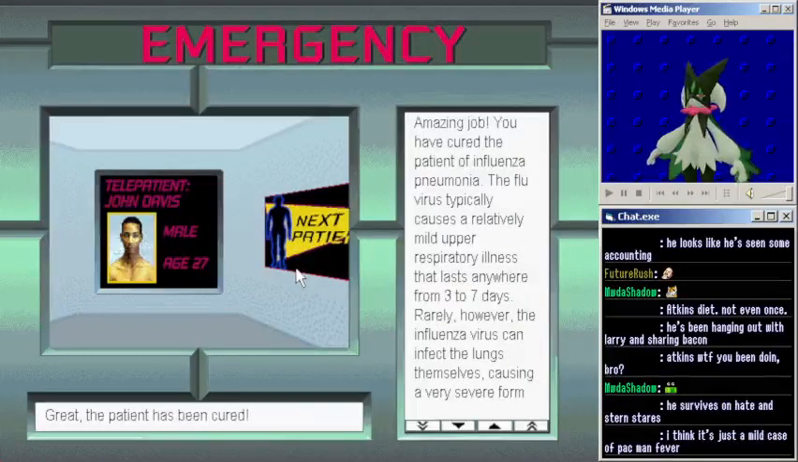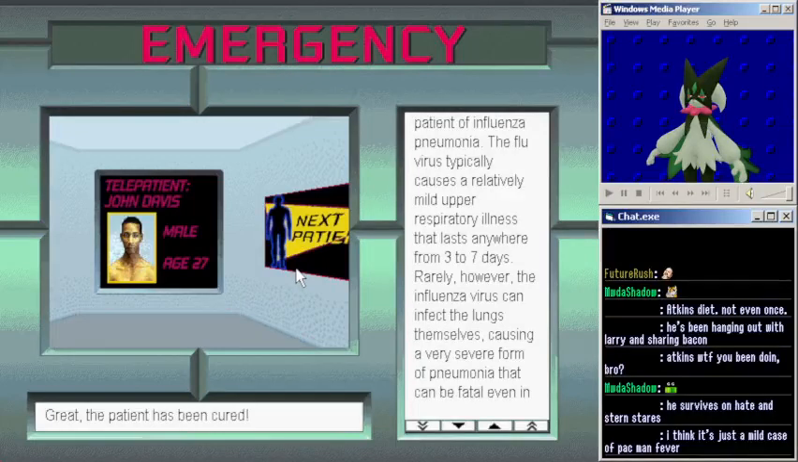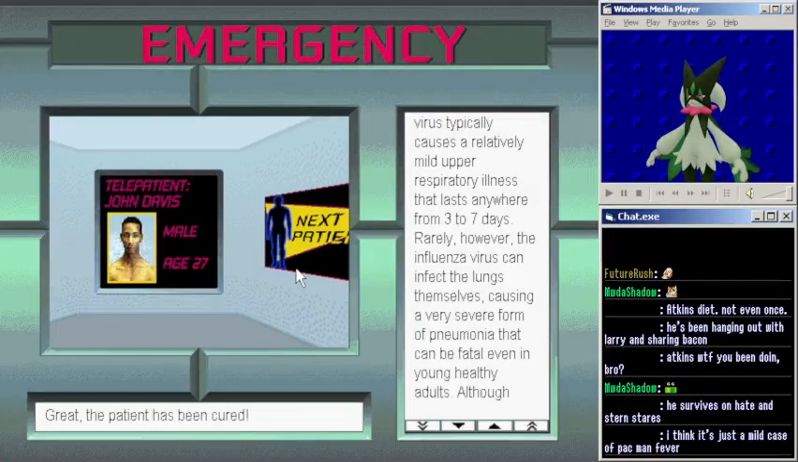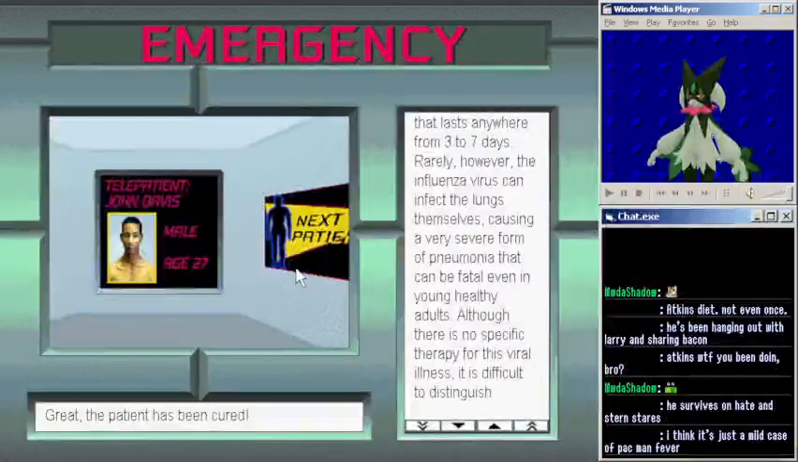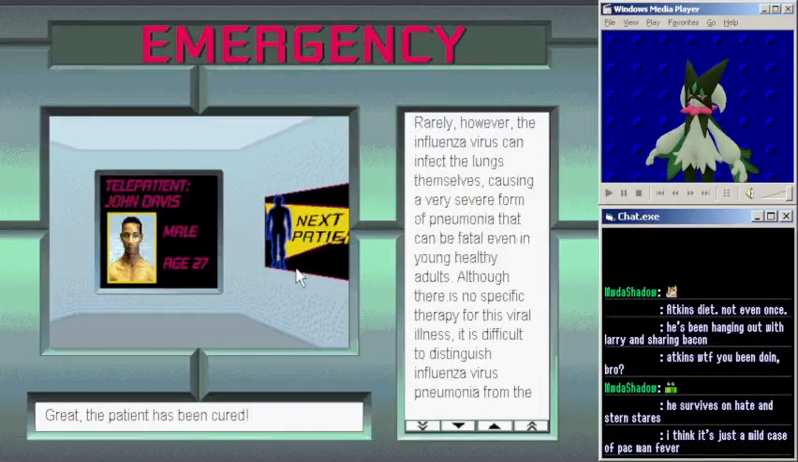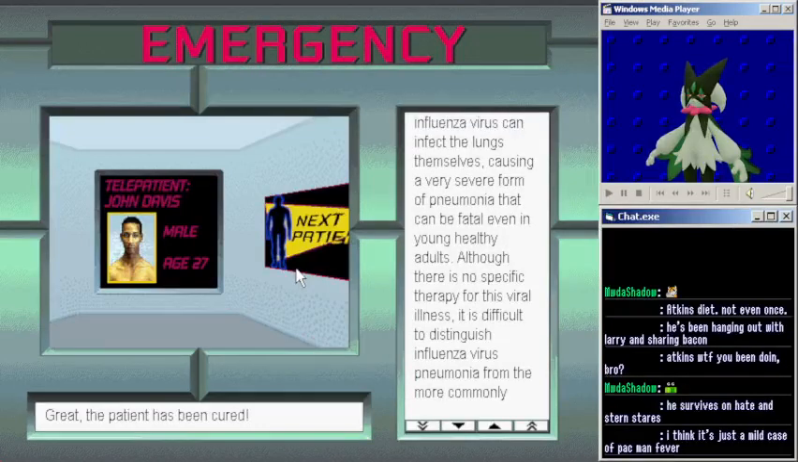Amazing job! You have cured the patient of influenza pneumonia. The flu virus typically causes a relatively mild upper respiratory illness that lasts anywhere from 3 to 7 days. Rarely, however, the influenza virus can infect the lungs themselves, causing a very severe form of pneumonia that can be fatal even in young, healthy adults.